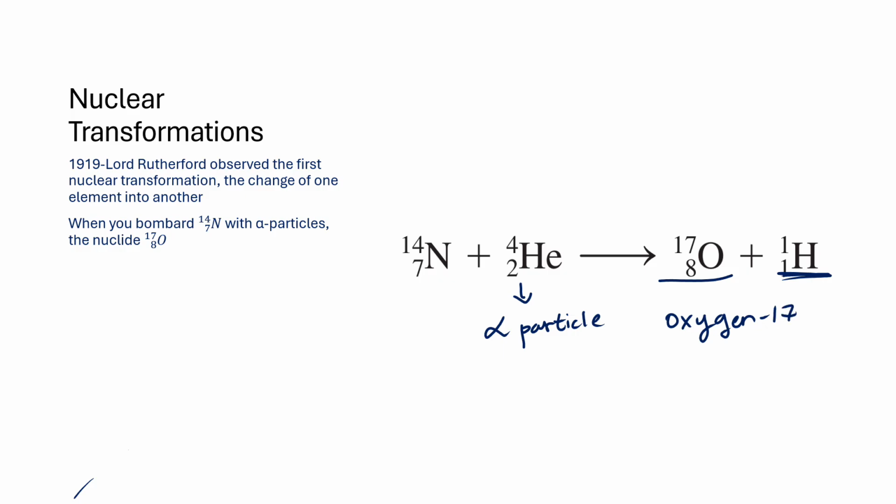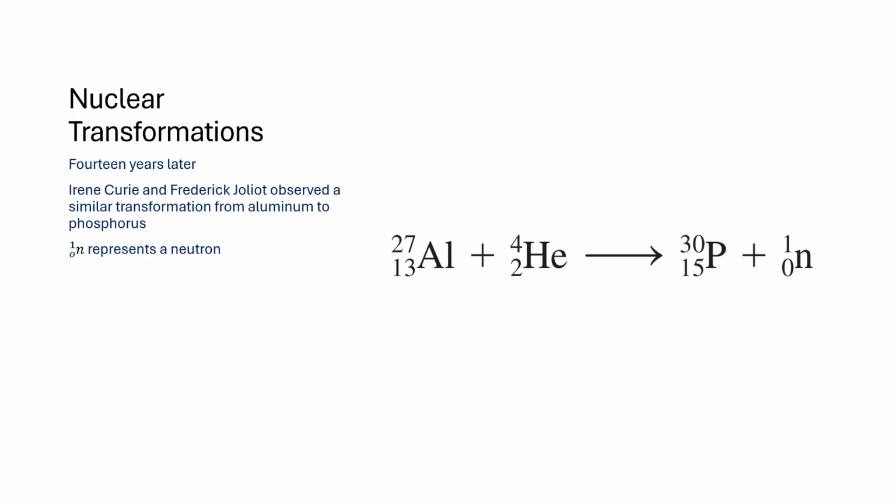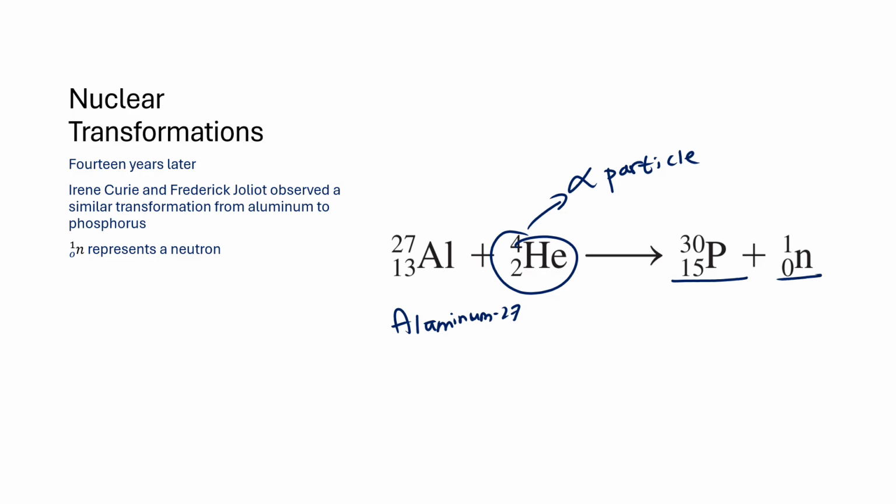This isn't the only time it occurred. 14 years later, Irene Curie and her husband Frederic Joliot observed a similar transformation from aluminum to phosphorus. So we have aluminum-27, again bombarded with a helium nucleus, an alpha particle, producing phosphorus-30 and a neutron. So a neutron was ejected.